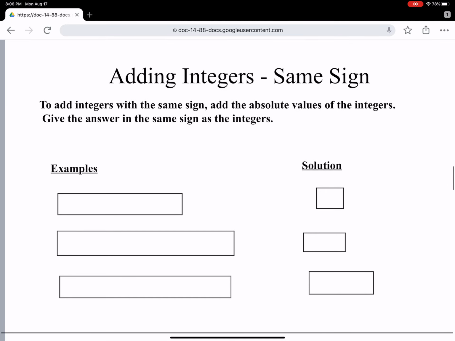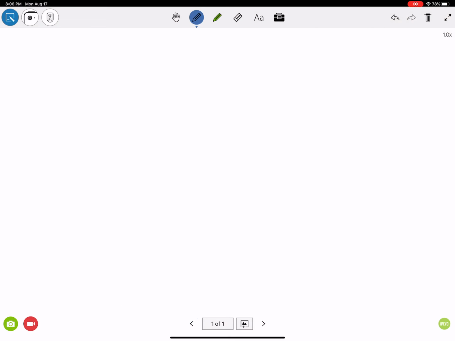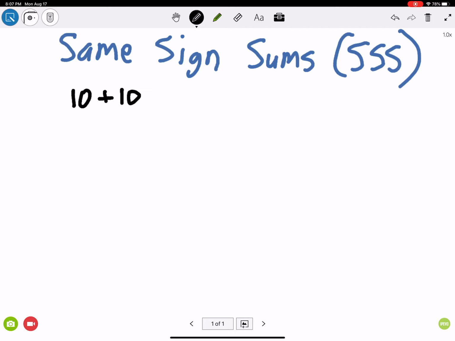Adding integers with like signs. So, same sign. We're going to call this triple S. And yes, I just made that up for today. Awesome. If I add any numbers and they have the same sign, meaning 10 plus 10, they're all positive. Let's say I add 5. 10 plus 10 is 20, plus 5 is 25. You should all be able to do that.